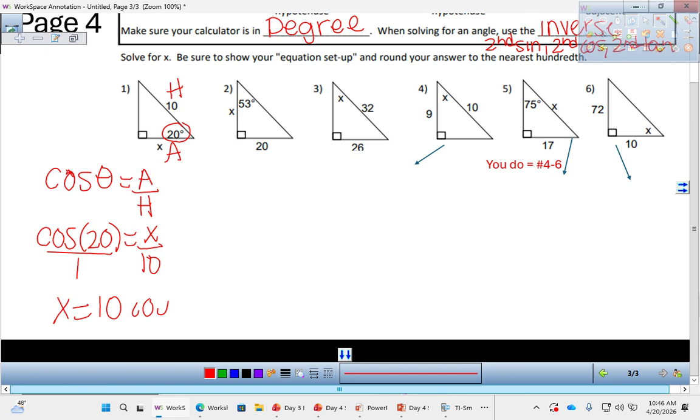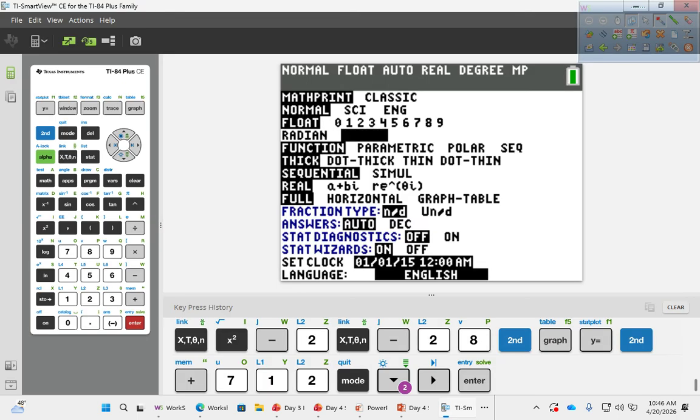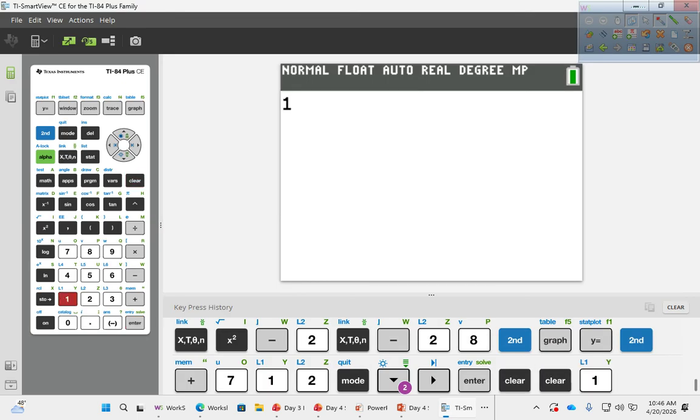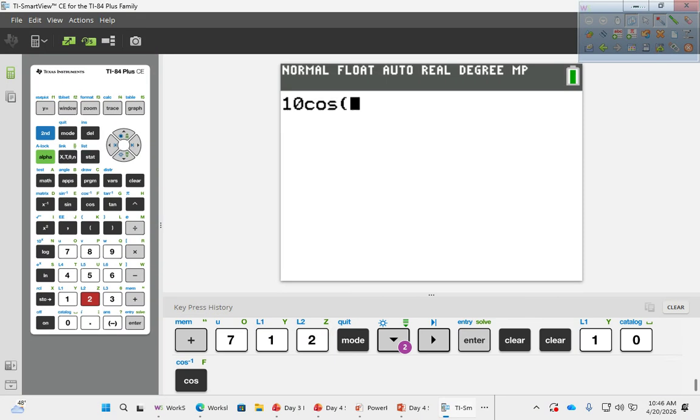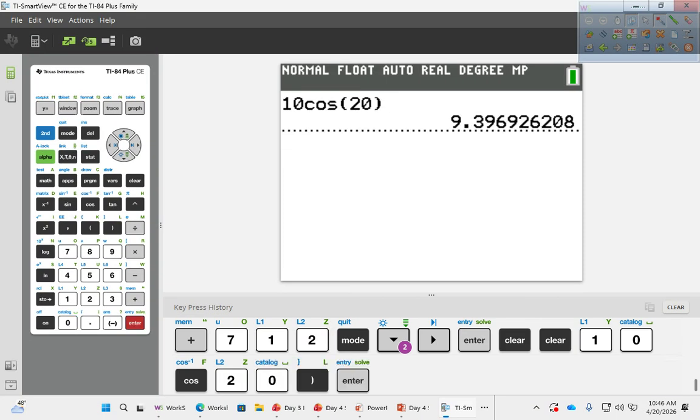You just want to make sure that before you type this in your calculator, you are in degree mode, because if you are in radian mode, which most of your calculators will default to automatically, you won't get the right answer. The cosine of 20 radians is different than the cosine of 20 degrees. And then from here, I just type 10 cos of 20 right in the home screen. As long as I'm in degree mode, I'll get the right answer.